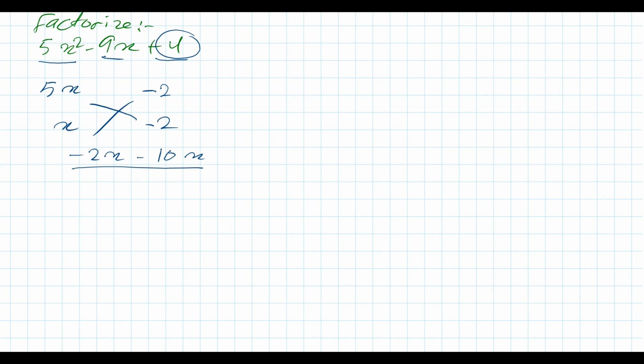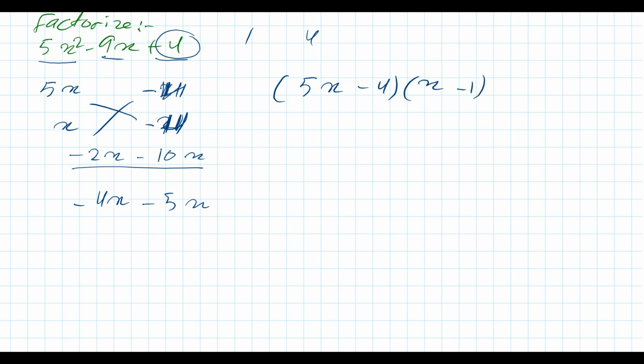Adding them, we cannot determine that. You can use 1 and 4, putting negative 1 here and negative 4 here. Negative 4 by 5 becomes negative 20. This is really far away. Let's replace it: here negative 4 and here negative 1. Then it becomes negative 4x and negative 5x. Then here negative 4 and negative 1. Then the result should be 5x minus 4 by x minus 1, because negative 5x and negative 4x will generate the middle term.